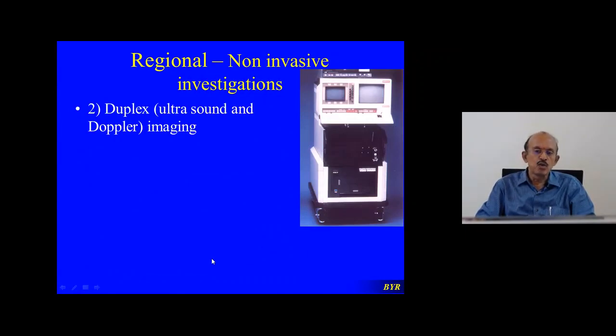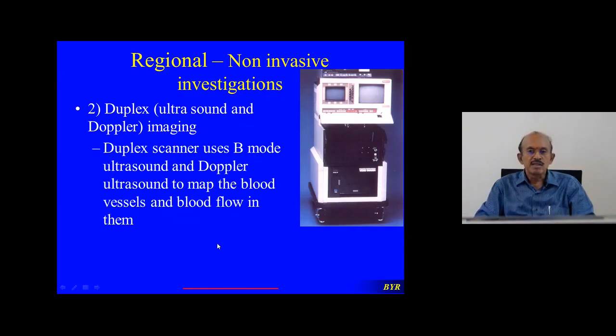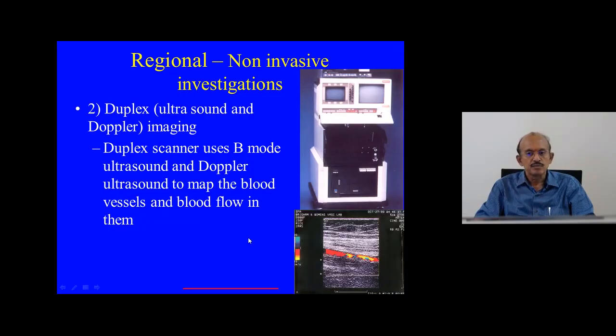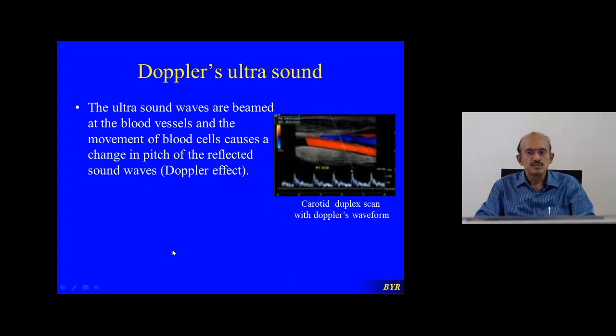The next investigation is called duplex imaging. Duplex means it is an ultrasound with Doppler effect, so both will be combined. Duplex scanner uses beam mode ultrasound and Doppler ultrasound to map the blood vessels and blood flow in them. So you can see the images of the blood vessels like this. You can calculate the amount of blood flow with this duplex imaging. The ultrasound waves are beamed at the blood vessels and the movement of blood cells causes a change in the pitch of the reflected sound waves.